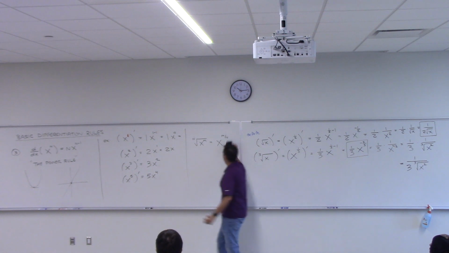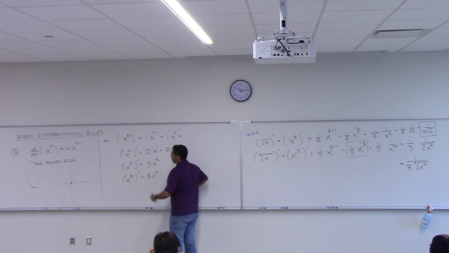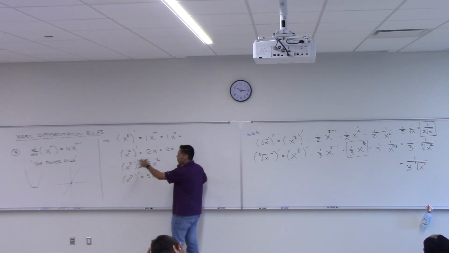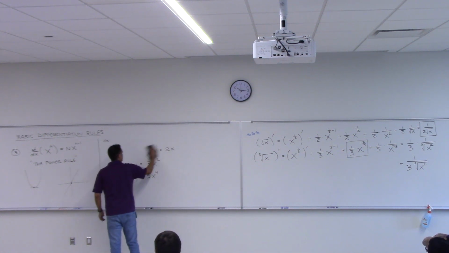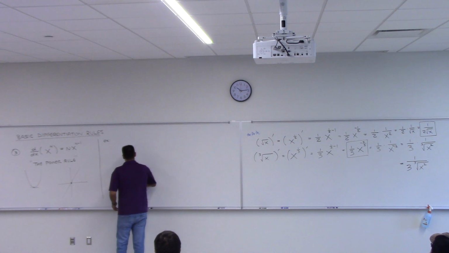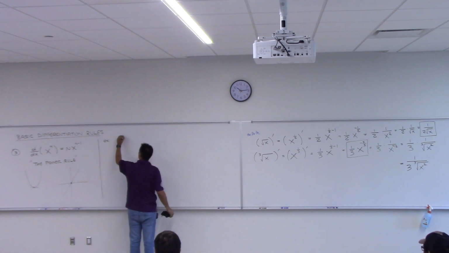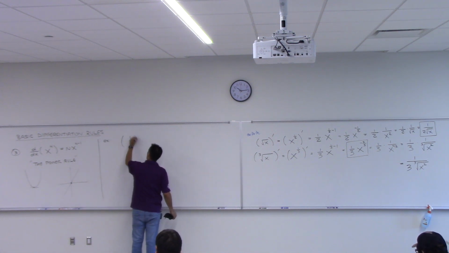How about this one? This rule seems very simple, but there are some things that can become a little complicated with it. So you just have to make sure you've kind of addressed a lot of the different issues. What about this? What's the derivative of 1 over x?